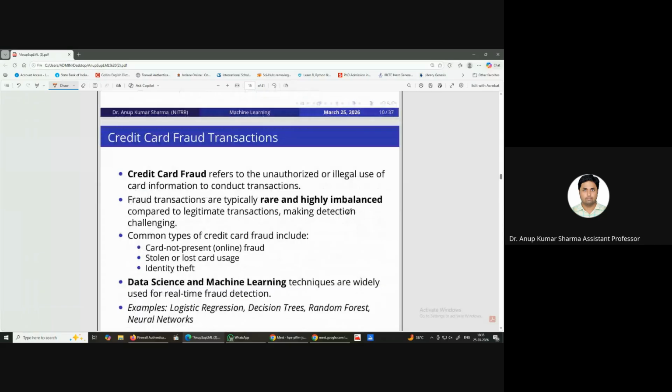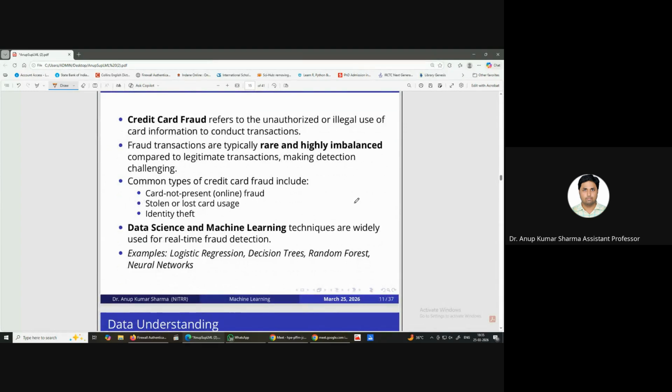So this is about credit card fraud, which refers to unauthorized use. Common types of card fraud include card not present, online, stolen or lost card, and identity theft. There are many machine learning techniques widely used for real-time fraud detection, for example logistic regression, decision tree, random forest, neural network. Neural network comes under deep learning, and logistic regression, decision tree and random forest come under machine learning.